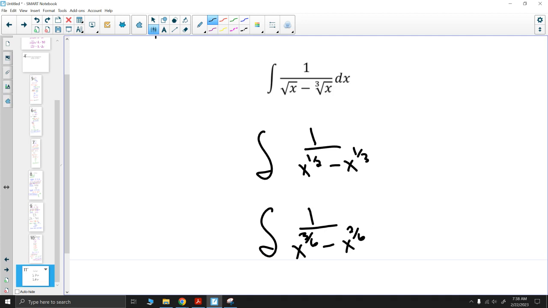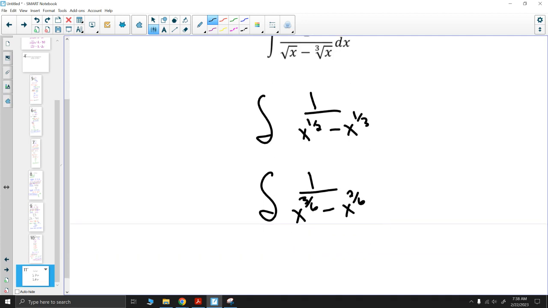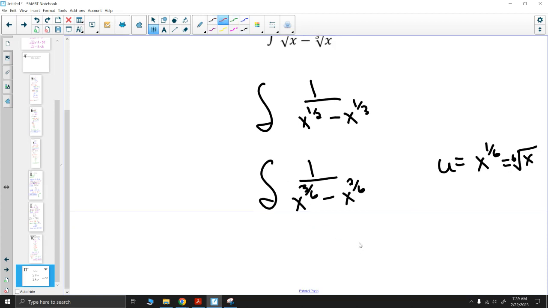Now if we think about that, if we write u as x to the 1/6, that is the sixth root of x. If we write that, we can use this substitution.